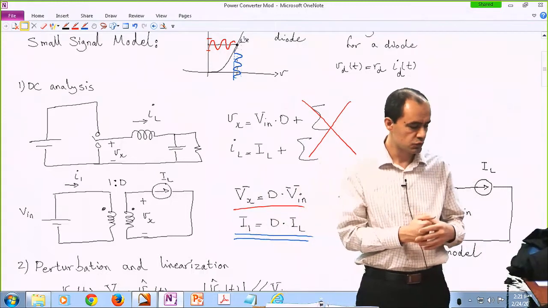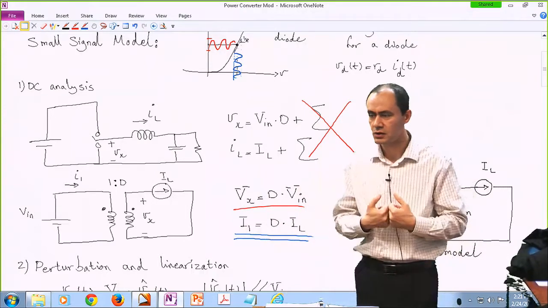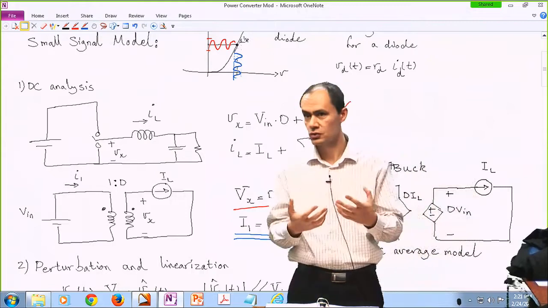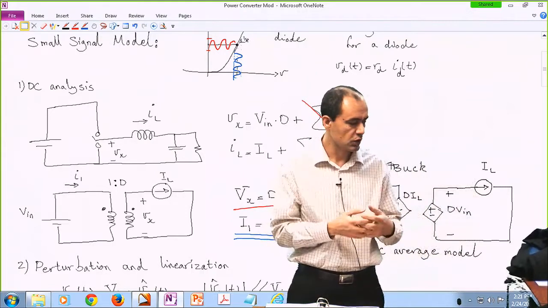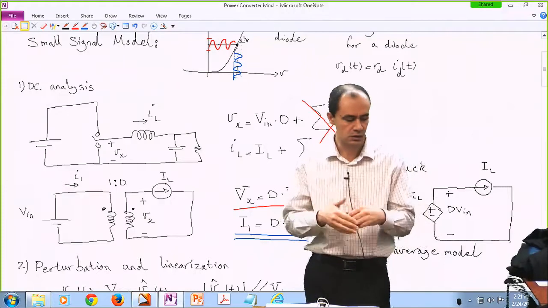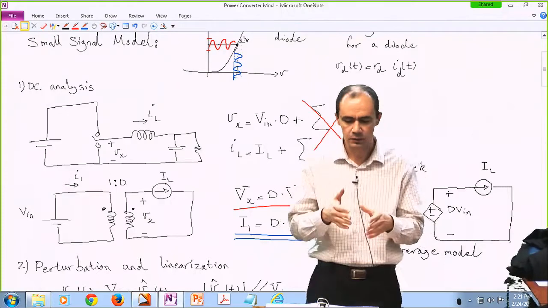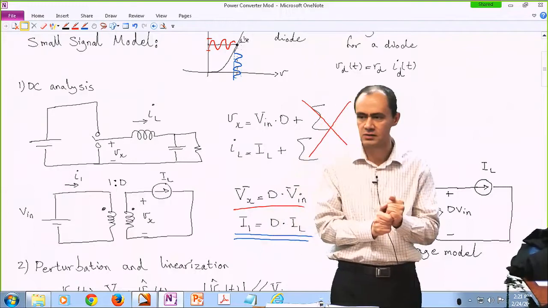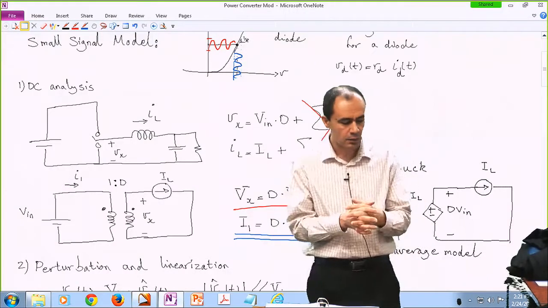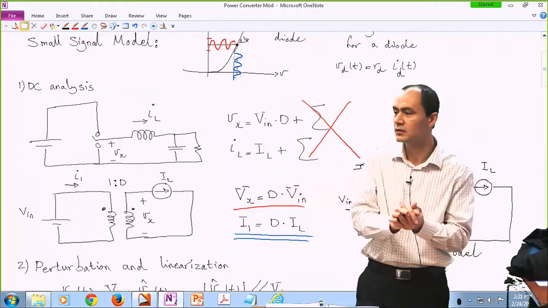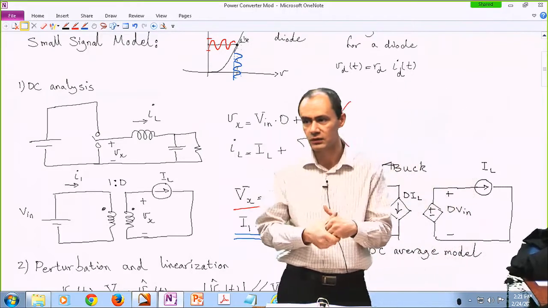So a lot of times you basically get rid of the switches. Remember, switch calculations need a lot of resolution. So you represent them with their average behavior, and therefore you can increase the time interval between the samples that your software has to calculate. So your simulation gets a little bit faster. But then again, you have to remember this is the average model, so it only predicts the average behavior of the converter, not the switching behavior of the converter.